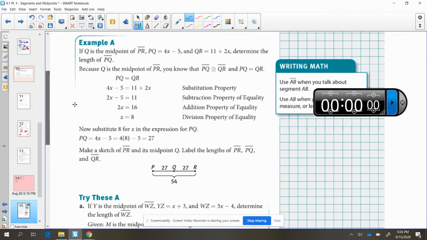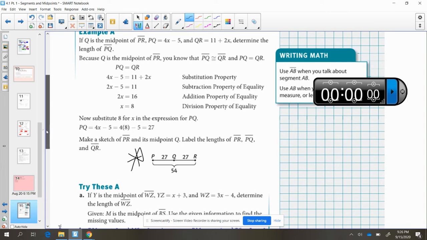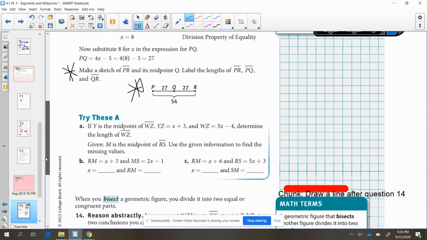Now notice in the example given, this is a really good example for you to look through if you are stuck, to kind of follow along with an example. And notice one thing that's really important each time is that you draw a picture to keep yourself organized. So always make a sketch of your segment before we get started so it's easier to label.